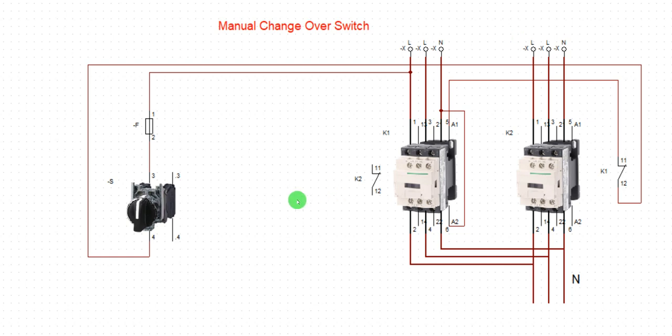Now let's take a look at the wiring diagram. This is the switch I told you about. Okay, now this is the contactor K1. This is another contactor, K2. This one is responsible for our standby power. This one is for our utility.